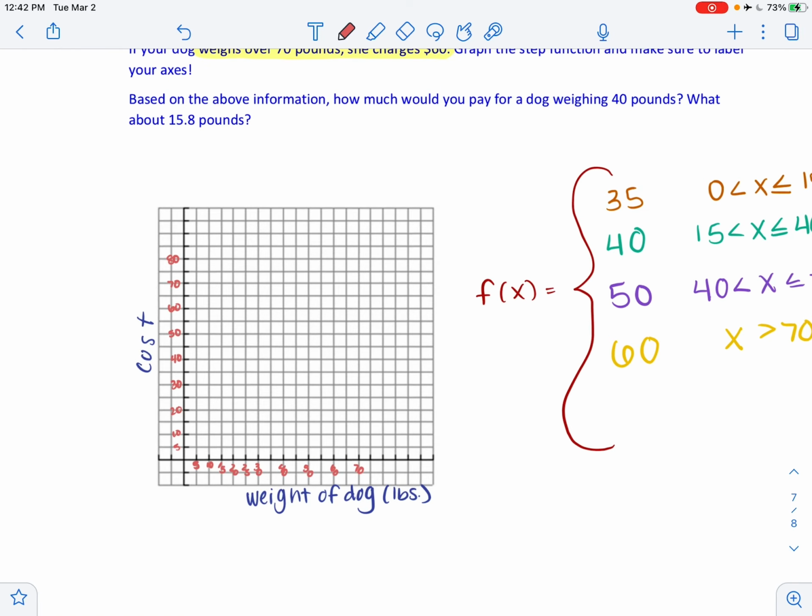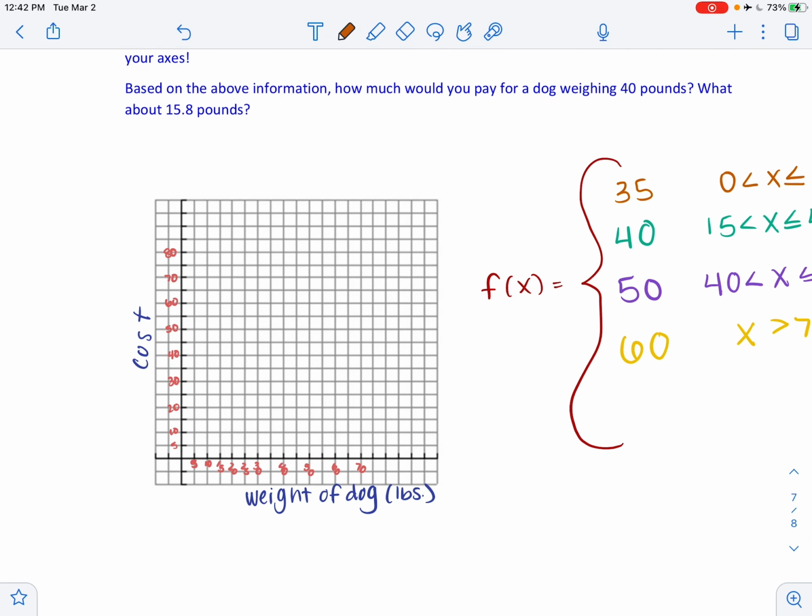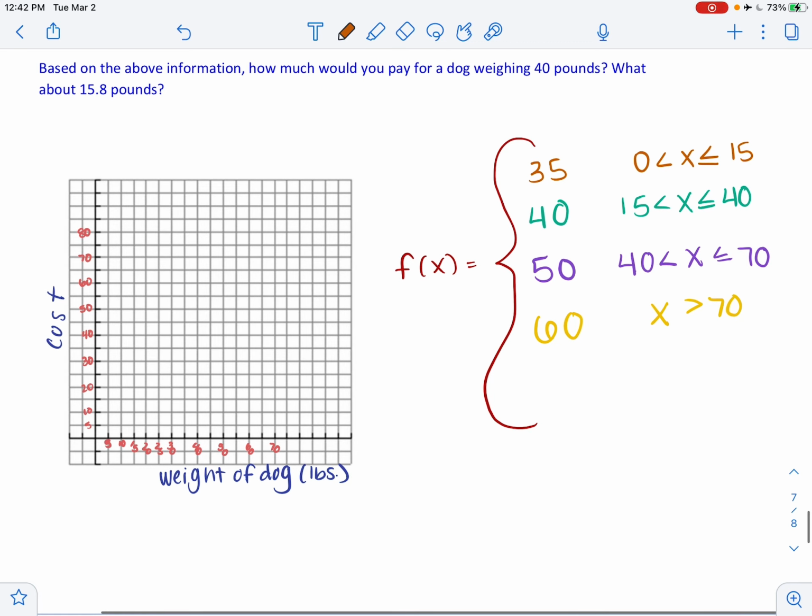All right, so let's go ahead and graph our step function here. I'm going to start with the first one. The cost is 35 for a dog that weighs 0 to 15 pounds. 0 should be an open point because it is strictly less than, and 15 will be closed because you can equal 15 pounds. Now, my y value is 35, so I'm going to go to (0, 35) on the graph. (0, 35) is right here. It's an open circle. And then (15, 35) is a closed circle. Draw the line. There's our first step.